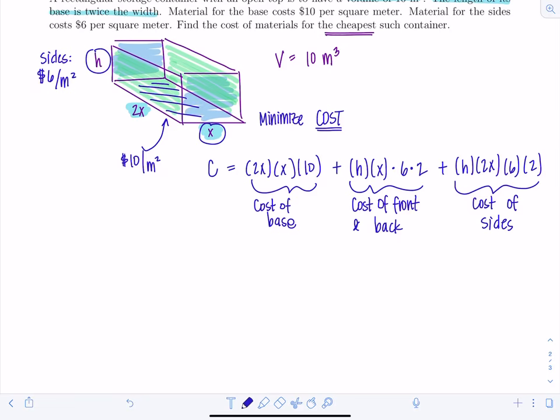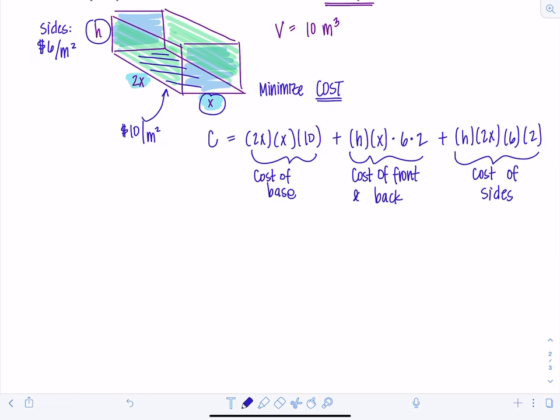Now let's simplify and clean things up a bit. So we have c equals, that's going to be 2x squared times 10, so 20x squared, plus this is going to give me a 12xh, and then I have another 12 times 2, so 24xh. So altogether, c equals 20x squared plus 36xh.